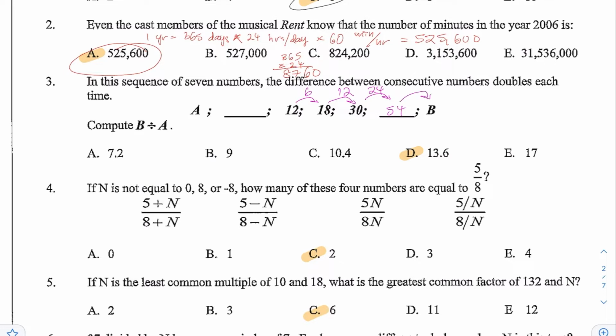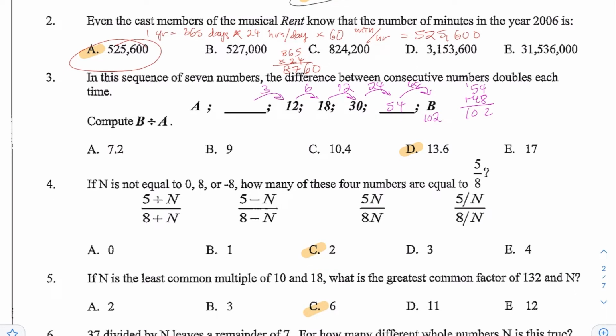And 54 to B would be 48. So 54 plus 48 would be 102. Then to go backwards, you know that the difference here can only be 3, so it would be 9. And then the difference here would be 1.5. So 9 minus 1.5 will be equal to 7.5. So what you want to do is 102 divided by 7.5. You get 13.6. Choice D.